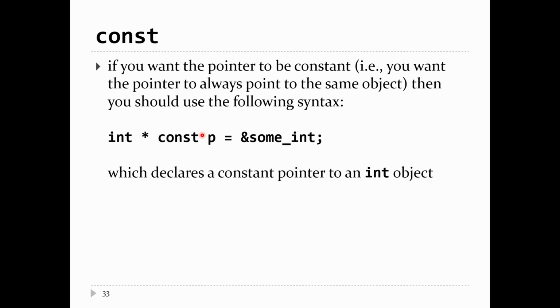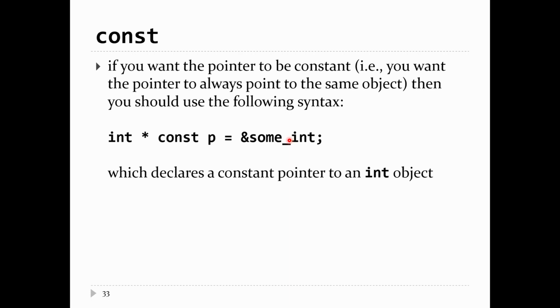So int *const p: now I have a constant pointer to an int object. The int object may or may not be constant. Now, because you're declaring a const pointer, you have to initialize it here as well. Otherwise, you can't do anything with it. So I can make p point to some int object, and it will always point to that object. There's no way to make it point to a different object.